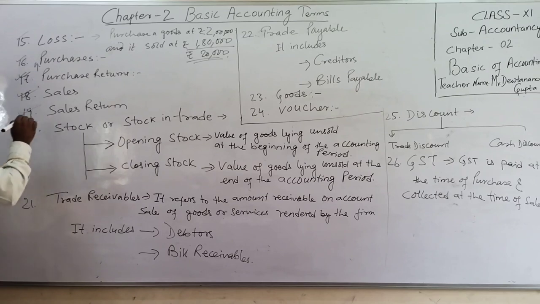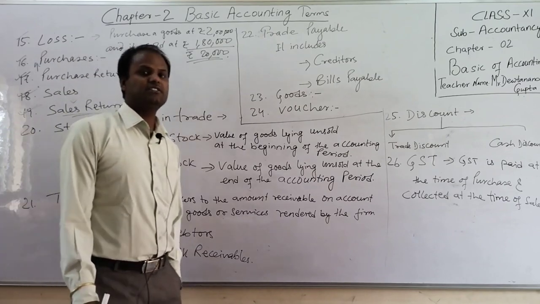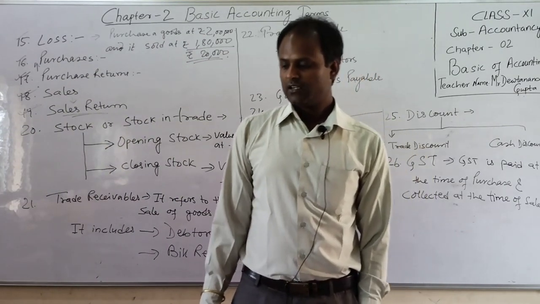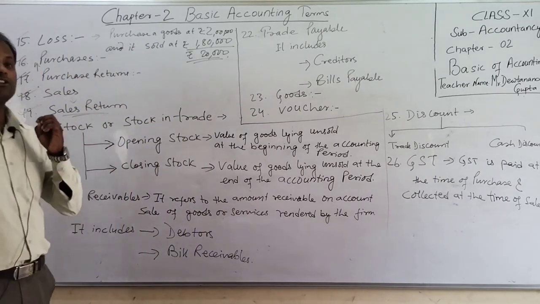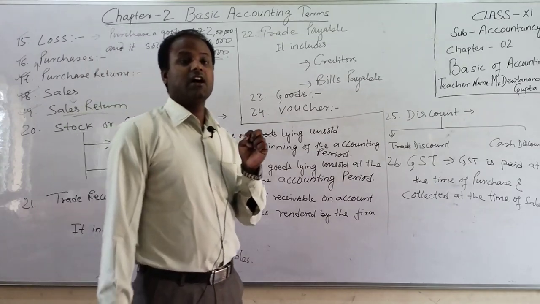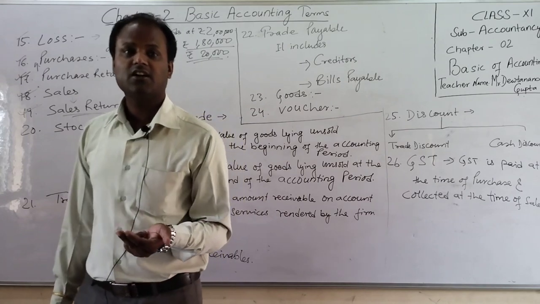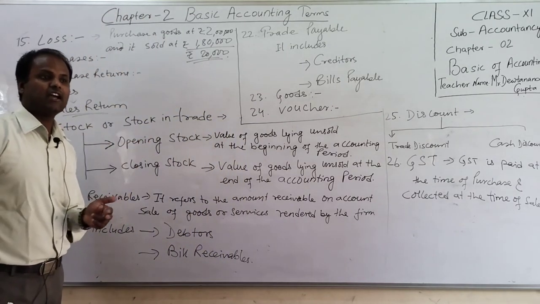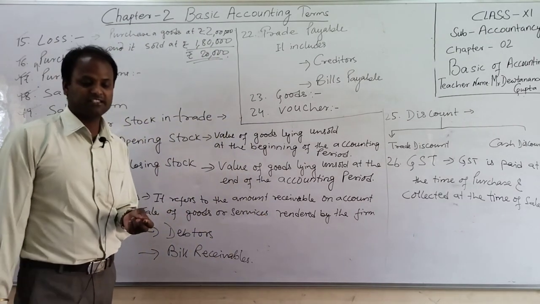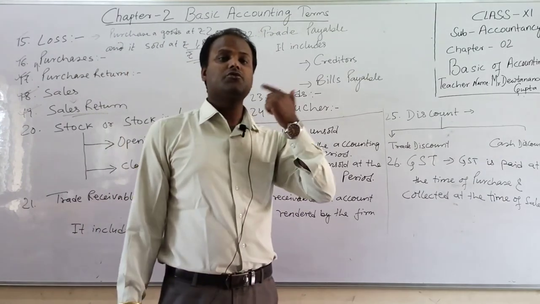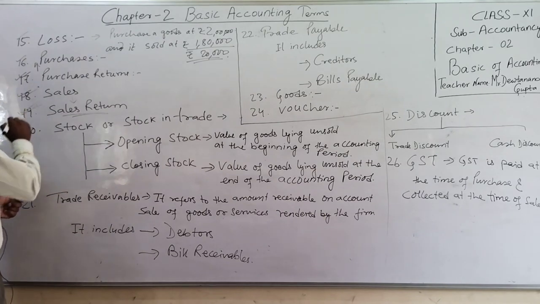Now the next term related to sales is sales return. Sales return means the customer has purchased goods from us, but due to lack of knowledge the customer has received a different product which he has not ordered, or defective goods have been supplied by the businessman. That defective goods will be returned to the business. That return will be termed as sales return.